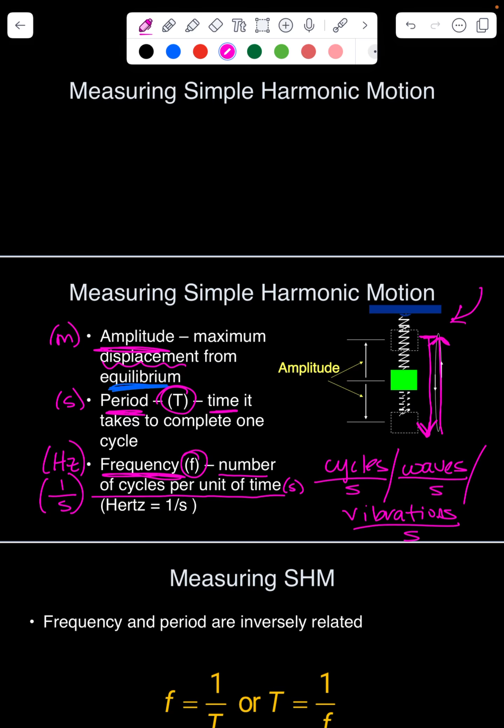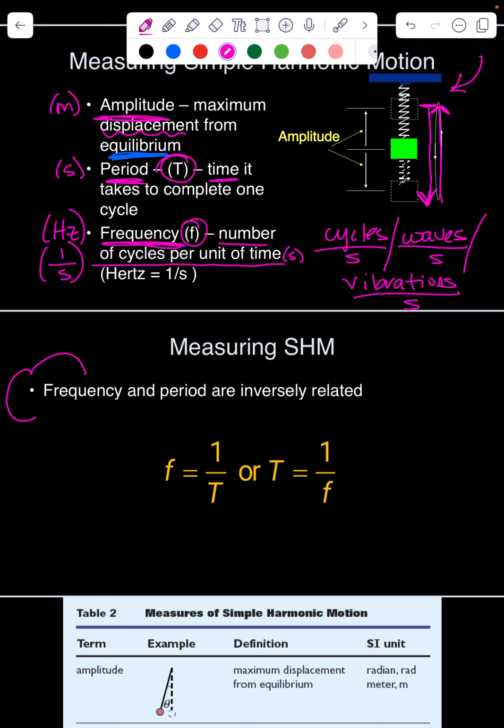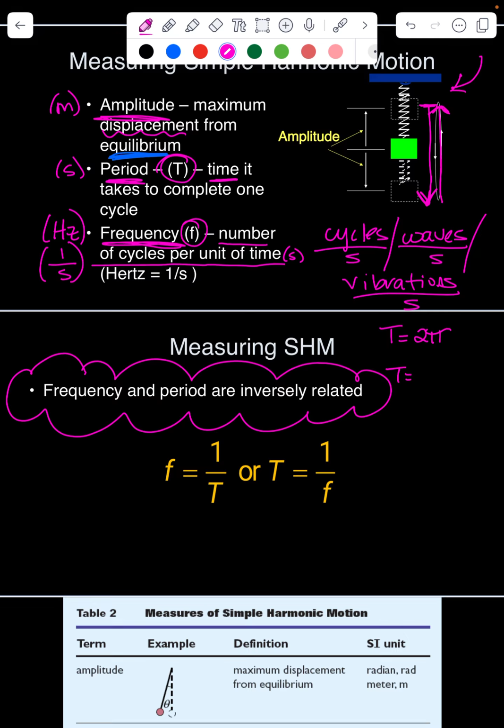The cool thing about period and frequency is that they are inversely related. If they are inversely related, that means as one goes up, the other goes down, and vice versa. So not only do we have our original two equations for period, the first one is the period of a simple pendulum.